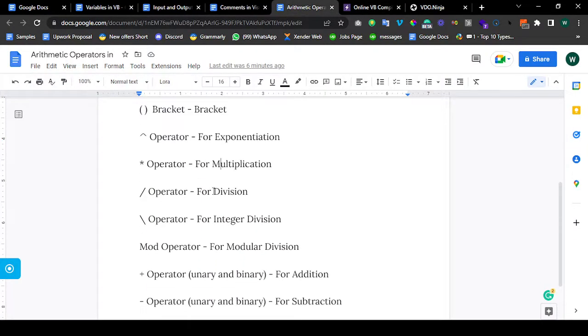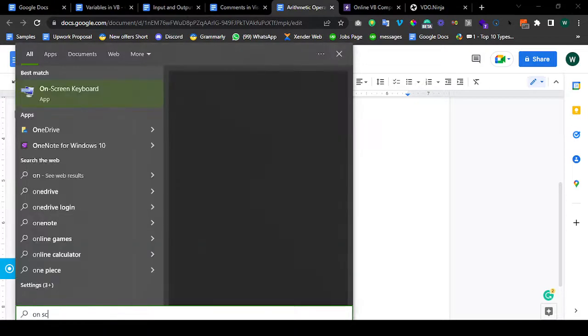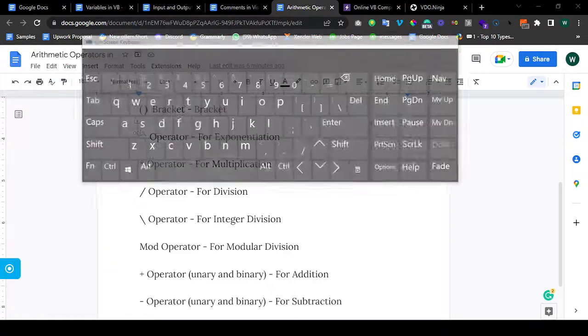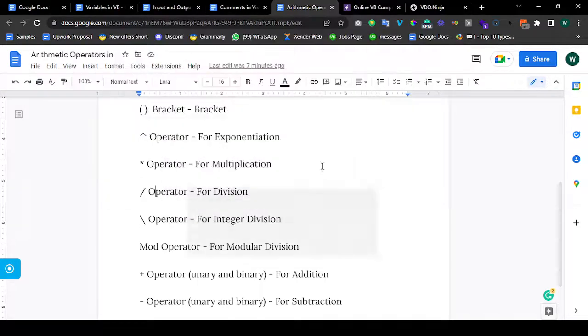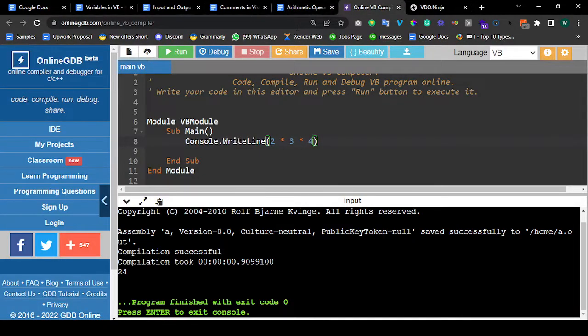So we have the slash sign over here for division. Where's my on-screen keyboard? So this is the slash sign over here, this one. That's the slash. You don't have to press your shift. Just press it directly and you get your slash. So that slash operator, you use it for division.